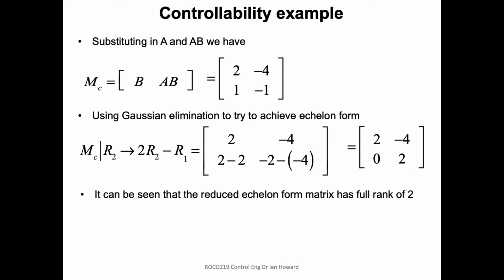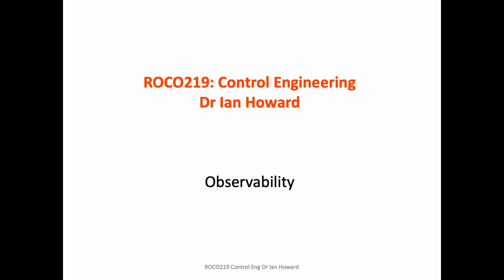But you can see that this is now reduced echelon form, and there is no row that is completely 0. Therefore, the matrix has got rank 2. It's a 2 by 2 matrix, so it's full rank, therefore the system is controllable. We didn't work through from first principles how this controllability matrix comes about, but we haven't really got time in this module to do that. That would be something for a more advanced control engineering course.